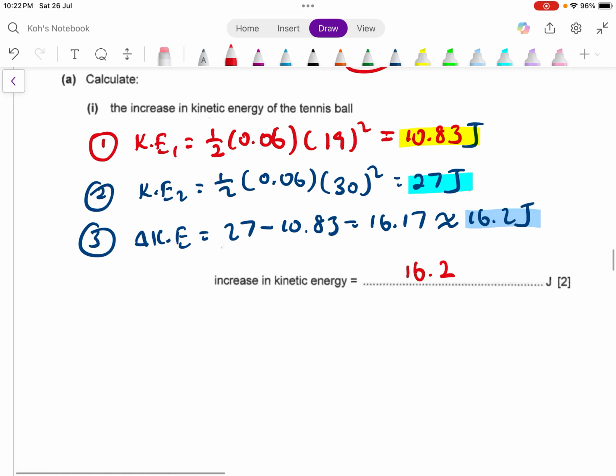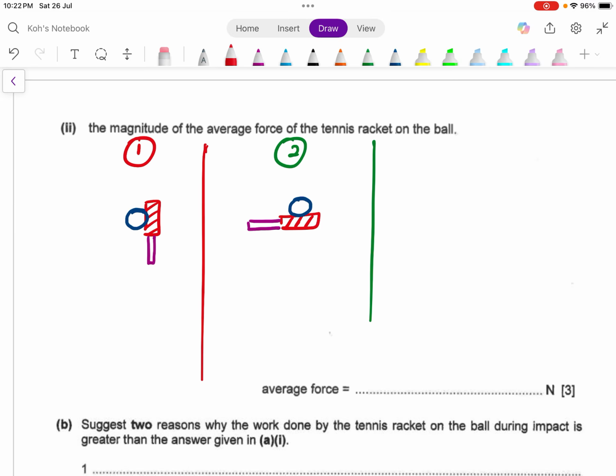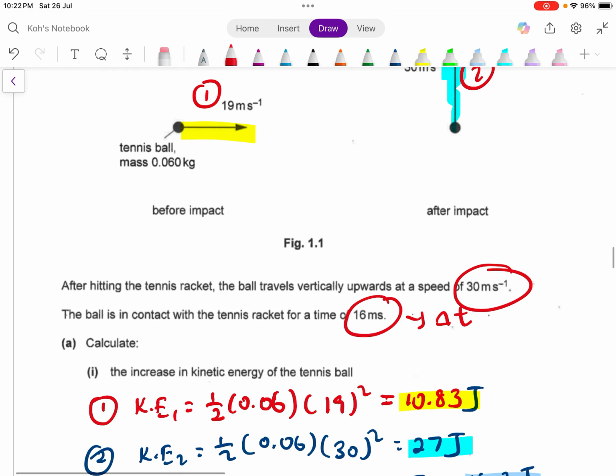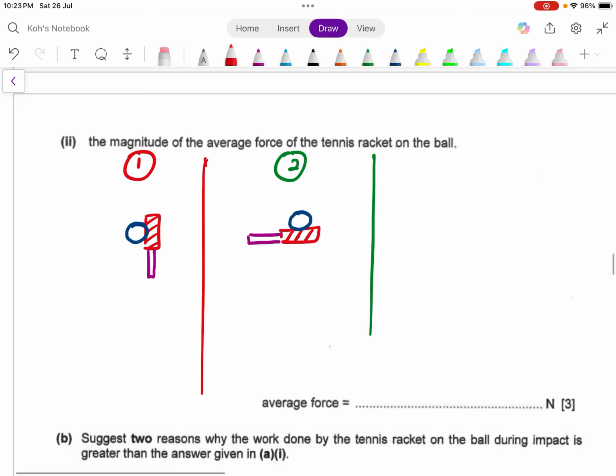Alright, so let's move on to part 2. This one is the hard one. Part 2 asks for the magnitude of the average force of the tennis racket on the ball. First you realize that the ball is traveling horizontally, and then after that it's being hit up at a speed of 30 meters per second. So we can conclude that there will be two forces. The first force will be horizontal, the second force will be vertical. Let's take a look at the first part first.